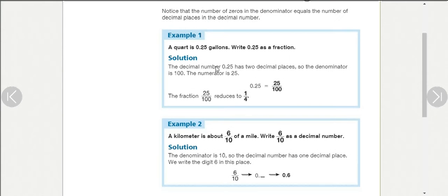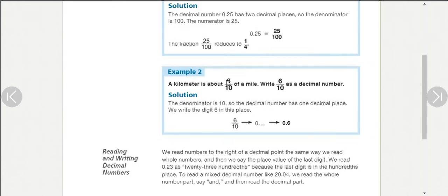A quart is a fourth of a gallon, or 0.25 gallons, or 25 hundredths of a gallon. If you can learn how to say that, you've got your answer, 25 hundredths, 25 over 100. So write it as a fraction. The decimal 25 hundredths has 2 decimal places, so we put 2 zeros in the denominator. Another way to think of it. Feel free to pause, rewind, or just look at the book and read longer to understand and really digest what I'm saying.